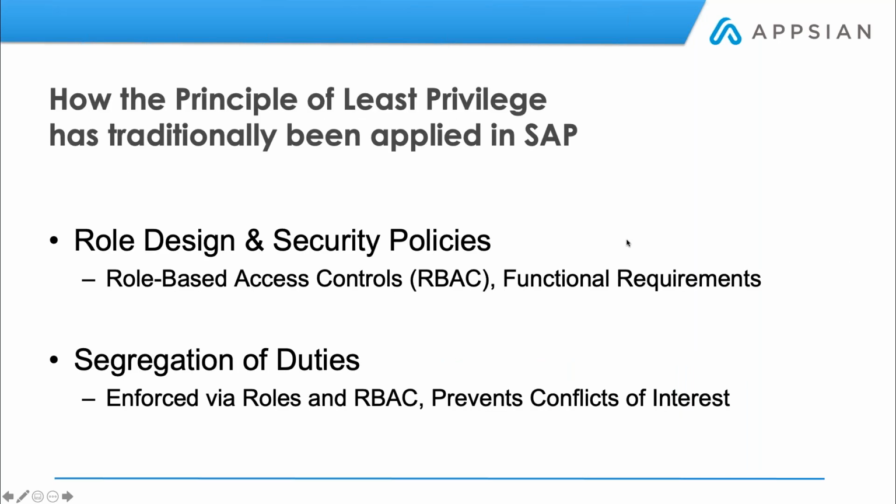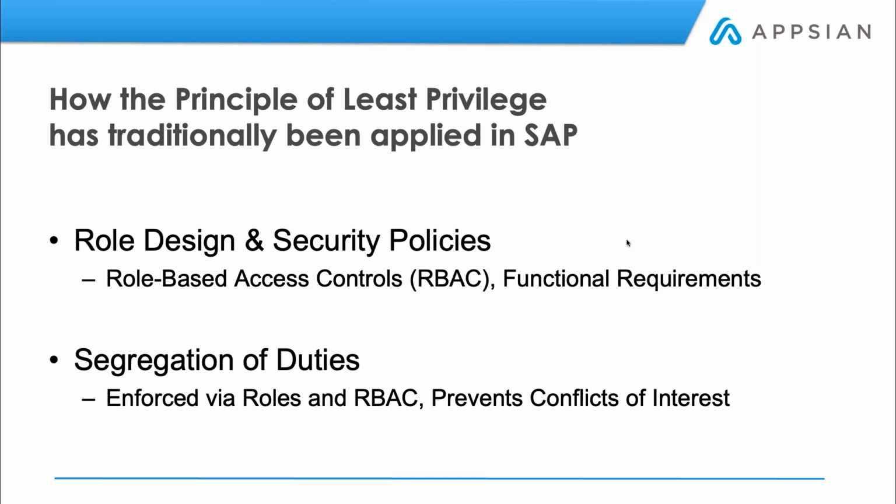Because traditionally, when we think about how least privilege has been applied to SAP, it's going to start with role design and security policies. So you're going to have the role-based access controls that are really built around the functional requirements. This particular user needs access to this particular function, and they need to be able to do that for their job. Whether we're talking about a payroll clerk, an AP clerk, somebody doing accounts receivable, whatever their job function is, that's really what the role is designed around: to give them access to the data and the transactions required to be able to do their job or that function.